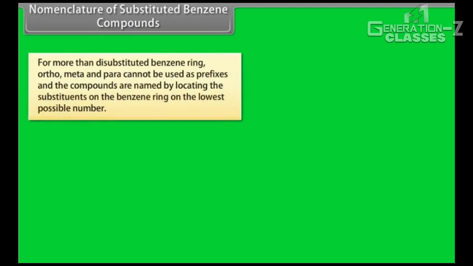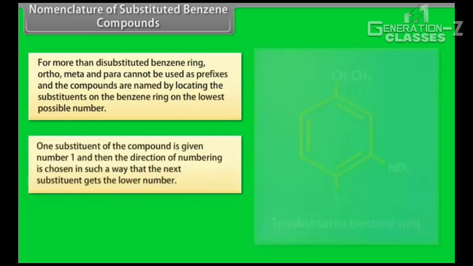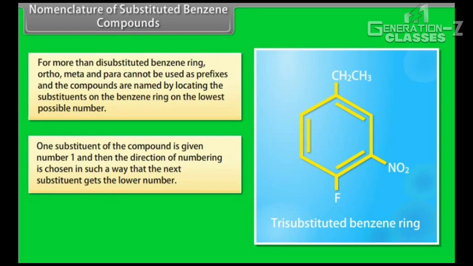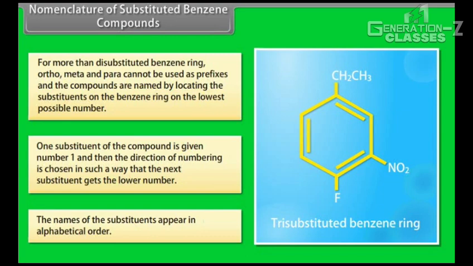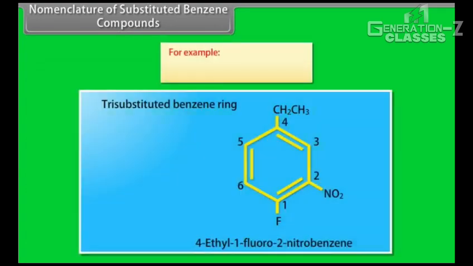Nomenclature of substituted benzene compounds. For more than di-substituted benzene ring, ortho, meta, and para cannot be used as prefixes, and the compounds are named by locating the substituents on the benzene ring at the lowest possible numbers. One substituent of the compound is given number 1, and then the direction of numbering is chosen in such a way that the next substituent gets the lower number. The names of the substituents appear in alphabetical order. For example, we assign number 1 to fluorine so that nitro gets 2 and ethyl gets 4. This compound can be named in alphabetical order as 4-ethyl-1-fluoro-2-nitrobenzene.